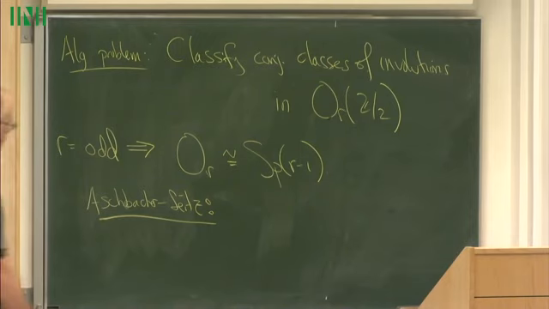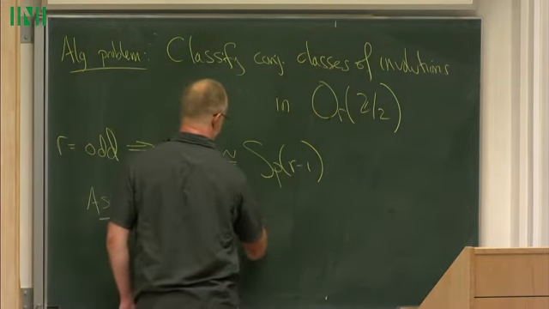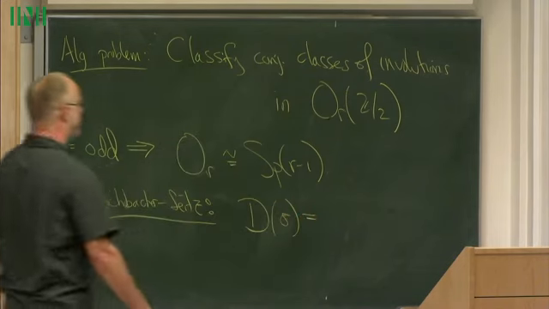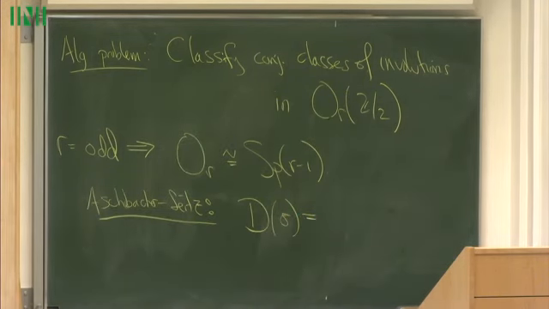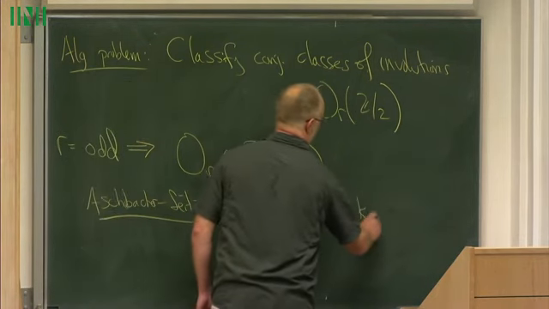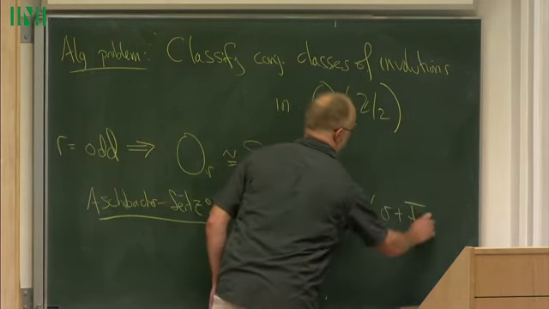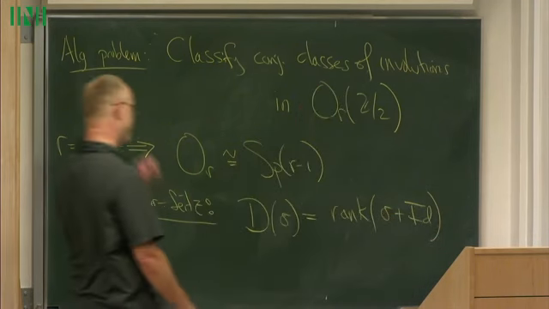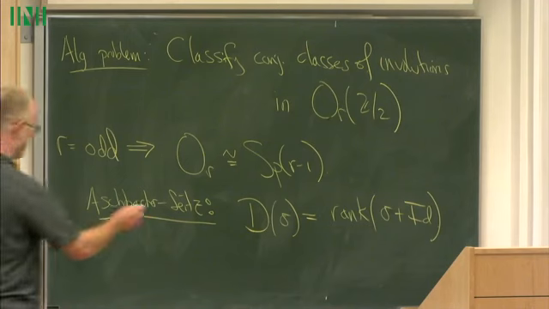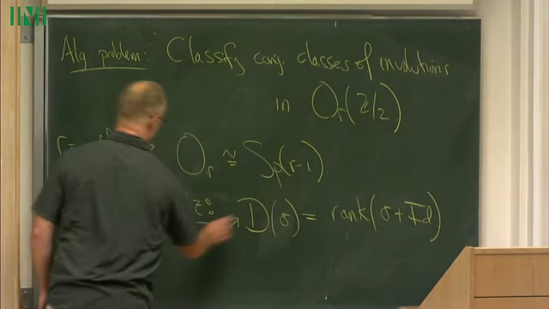So what are the obvious invariants you can write down? The first is just to take the rank of the lambda equals 1 eigenspace. So take the rank of sigma plus the identity. That's invariant under the general linear group action, so it's certainly invariant under conjugation by the orthogonal group. This is usually called something like the Dixon invariant, where the D comes from.